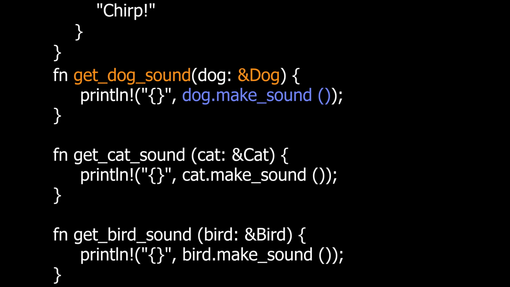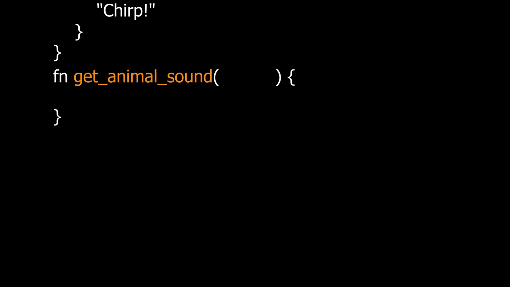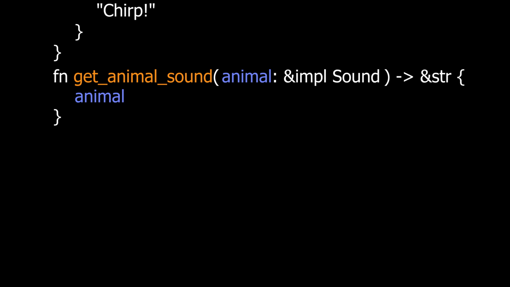This is code duplication. What we really want is one common function to get animal sound and pass any animal as the parameter to get the specific sound of that animal returned. But we don't have a common animal type, since inheritance does not exist in Rust. Instead, what we have is all the animals with a common trait, which is Sound.